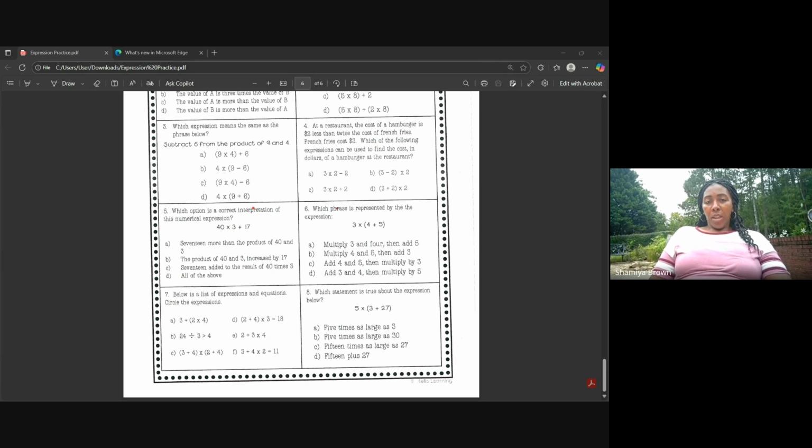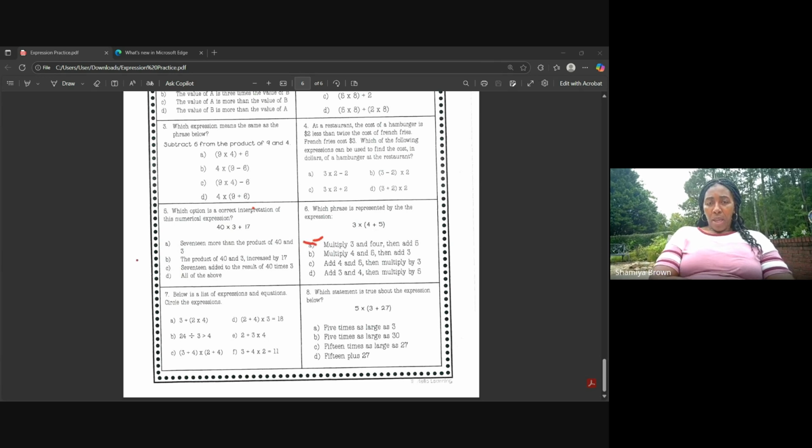And number 6 is, which phrase is represented by the expression? So the expression, I look at it, is 3 times 4 plus 5. So I know I will have to do 4 plus 5 first. Then I will have to multiply that result by 3. So let me see. A says multiply 3 and 4, then add 5. Well, I know I'm not multiplying 3 and 4. I'm adding 3 and 4. So A won't be my choice. I can get rid of that one.